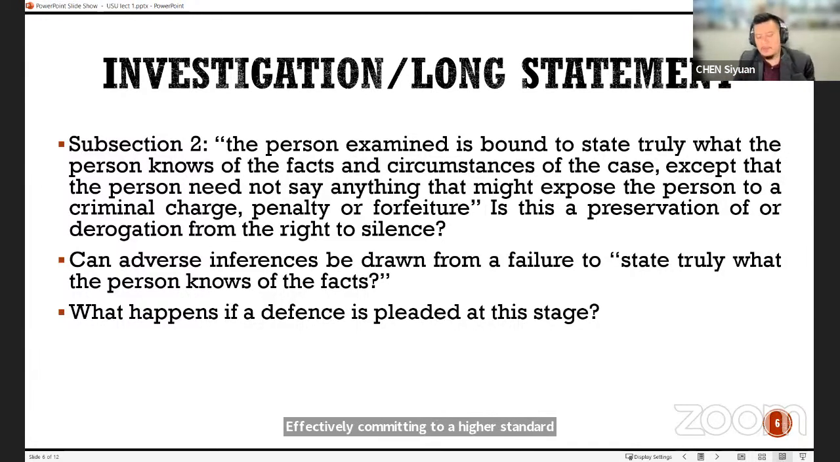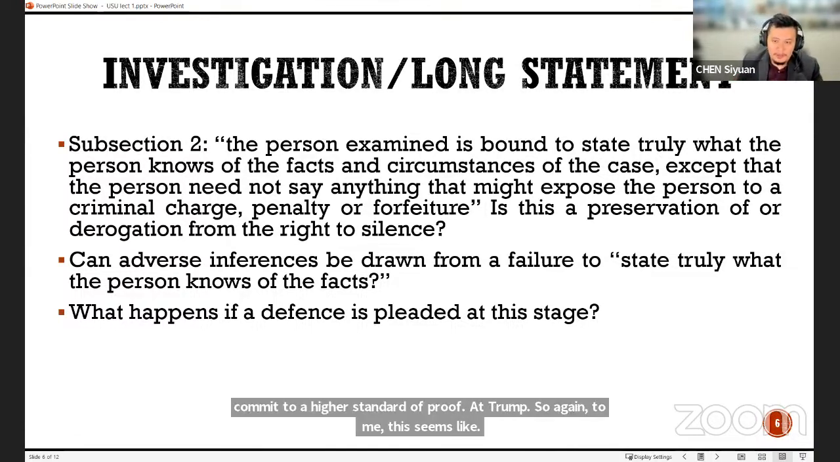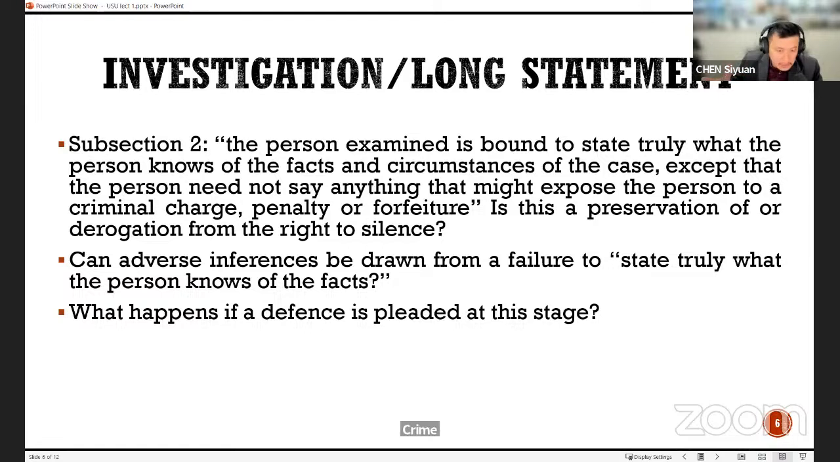And so on the one hand, the system expects you and incentivizes you to raise a defense early because of the prospect of adverse inferences down the road. On the other hand, if you do raise a defense, you commit to a higher standard of proof at trial. So again, to me, this seems like crime control in action, right? Because you want to facilitate prosecution and make it hard for accused persons.